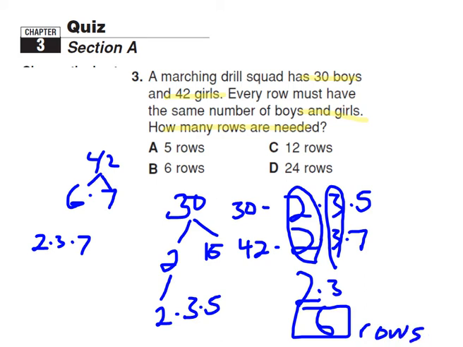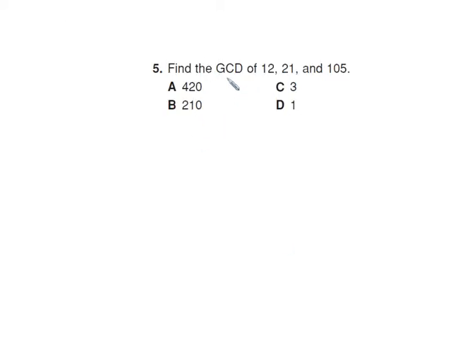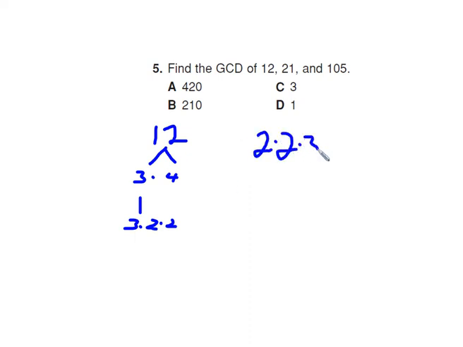All right. So now find the greatest common divisor between 12, 21, and 105. So 12, I have, well, 3 times 4. Then I have 3 times 2 times 2. So my prime factorization string, I like to start with a smaller one: 2 times 2 times 3. That's 12. Now I got to do it for 21. I know that 3 times 7 is 21. Well, they're both prime, so 21 is 3 times 7.